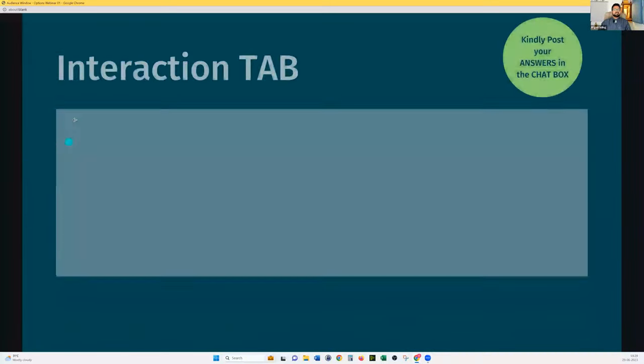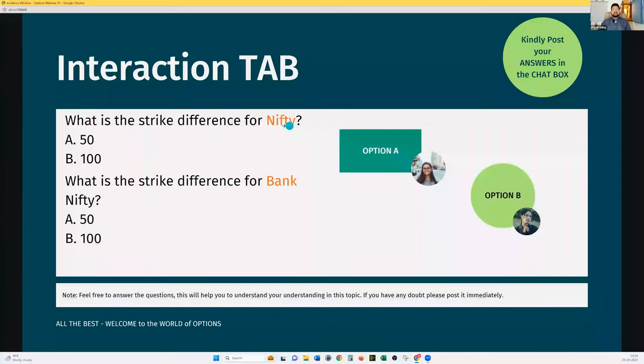Next, what is the strike difference for Nifty? The strike difference is how many points? 50. And for Bank Nifty, it is 100. Superb, superb, superb.